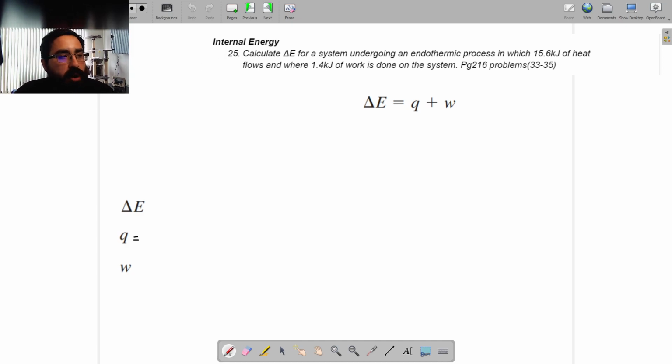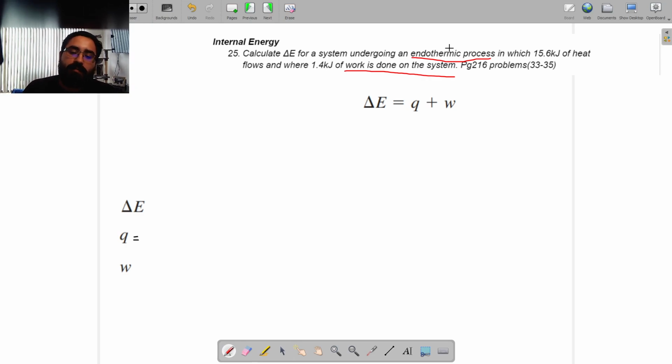So let's read this problem and check it out. Calculate the change in energy for a system undergoing an endothermic process in which 15.6 kilojoules of heat flows, where 1.14 kilojoules of work is done on the system. So we have some important information. We know that it is endothermic.